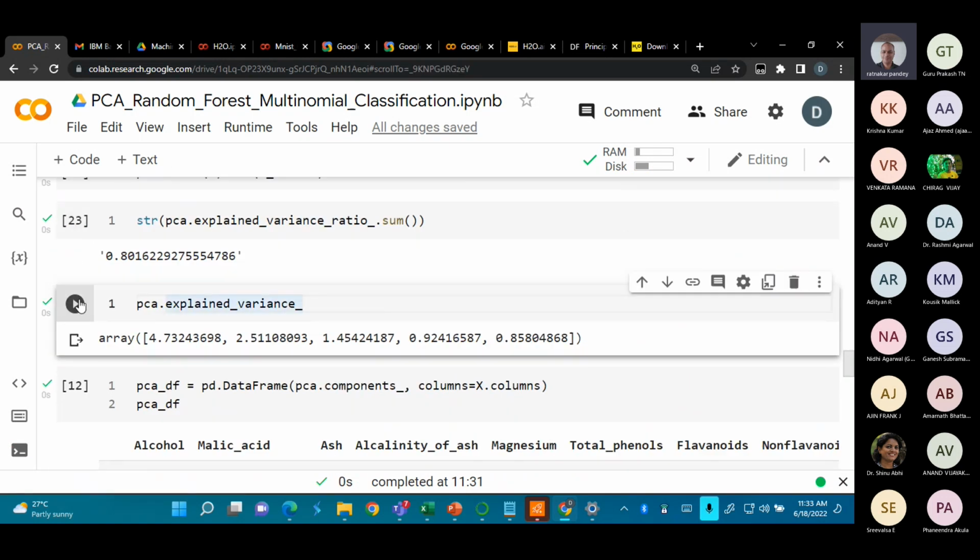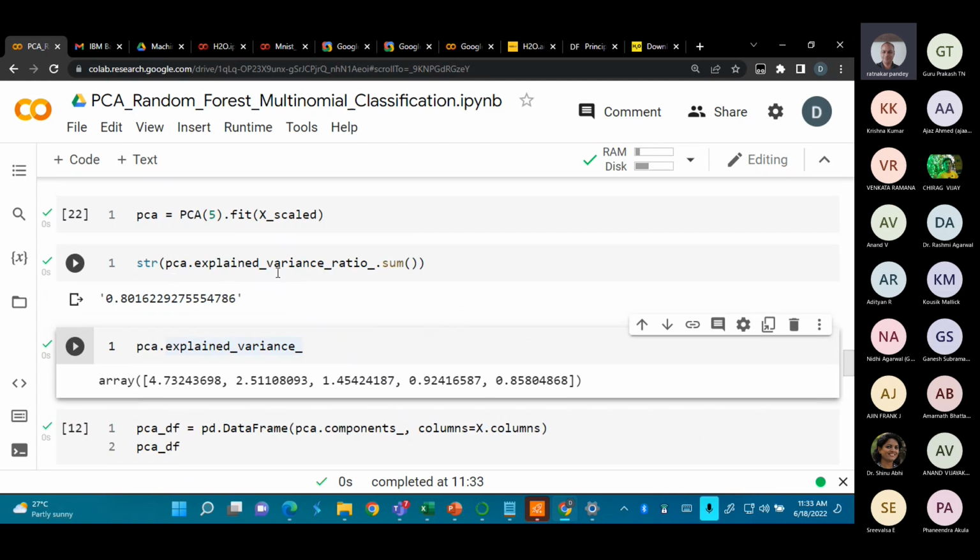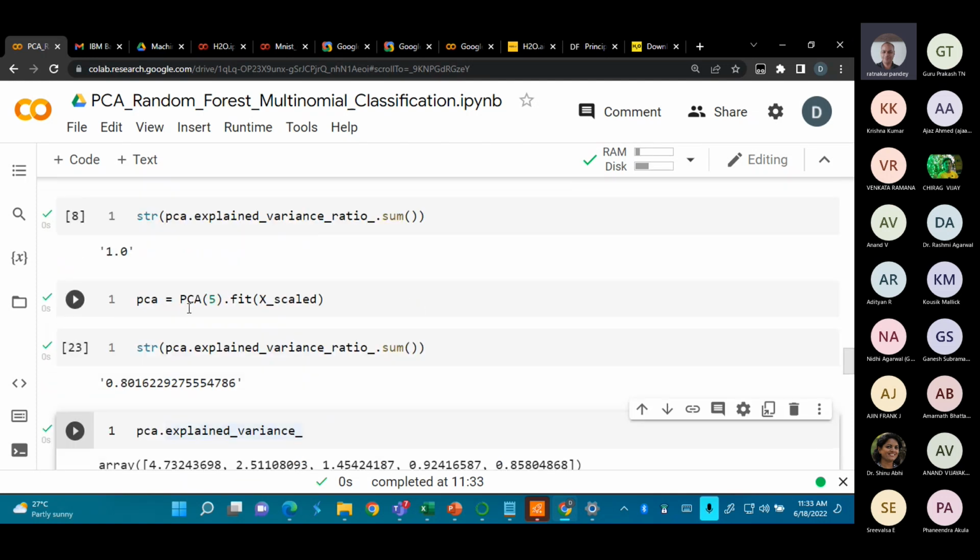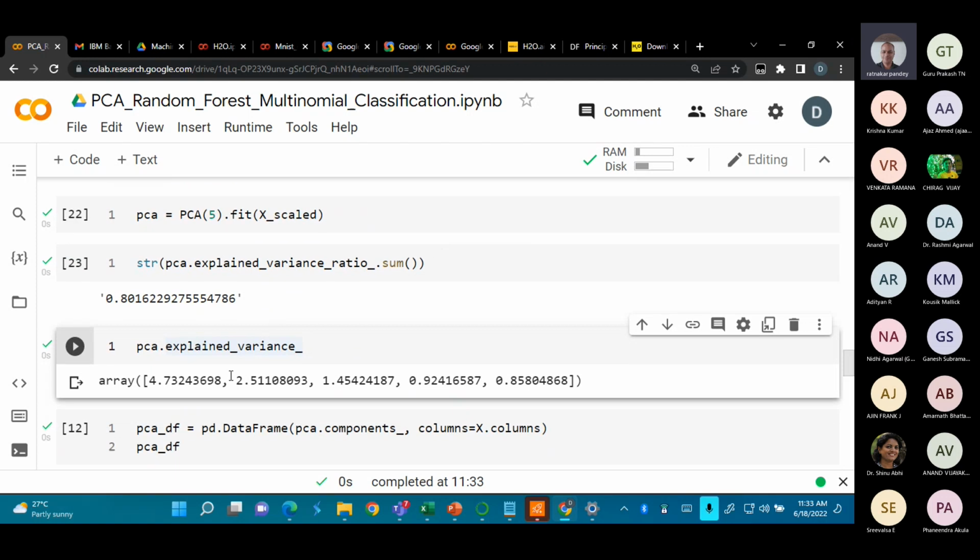This is what the eigenvalues are, right? So after we've done the PCA with 5 components, I'm saying explained variance, not explained variance ratio, but explained variance, right? Which is 4.7, 2.5, 1.45, 0.92, and so on and so forth. The way you interpret this is these eigenvalues, or some people call it eigenvalues as well. I don't know what is the right pronunciation. I call them eigen, right? Because it sounds better.